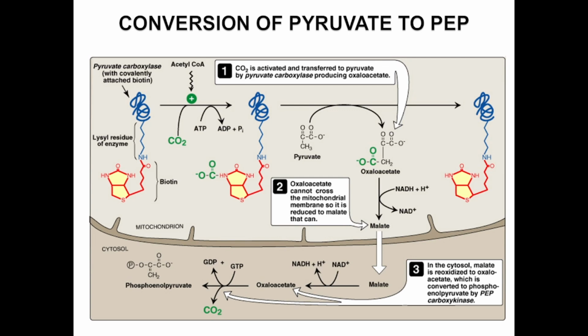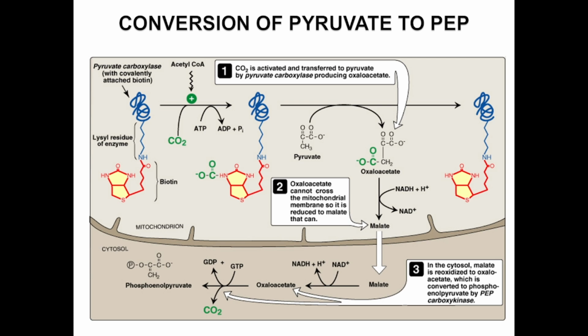So here is the conversion of pyruvate to phosphoenol pyruvate. You need biotin because it binds carbon dioxide. You need ATP in this reaction. So pyruvate, by addition of carbon dioxide, will be converted to oxaloacetate. This occurs inside the mitochondria.